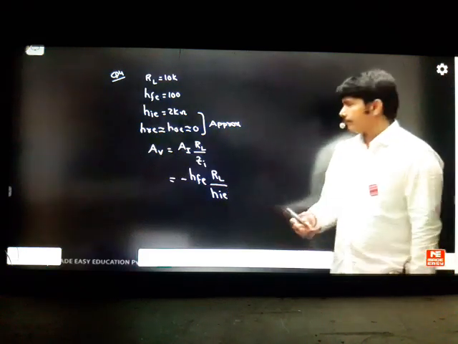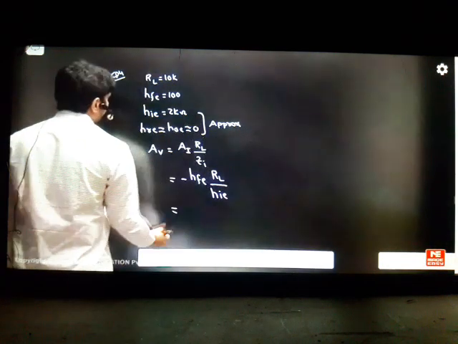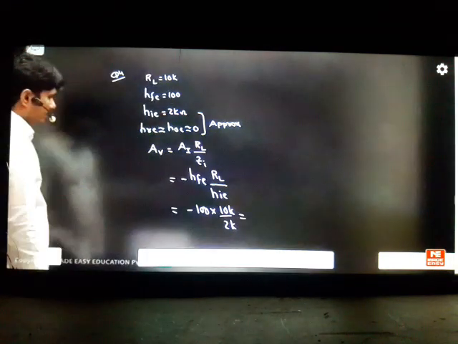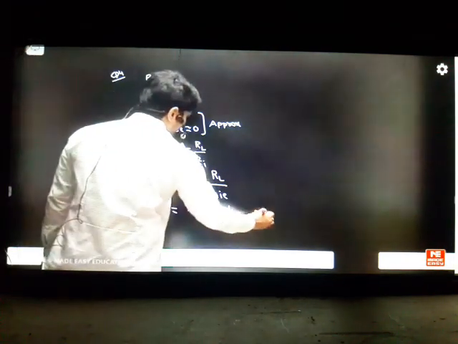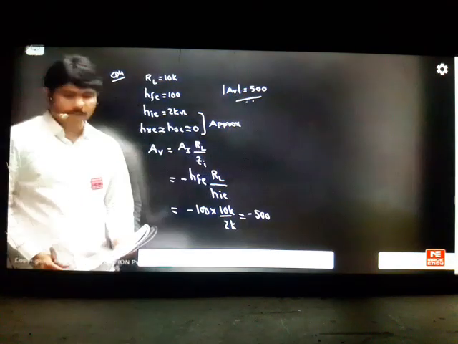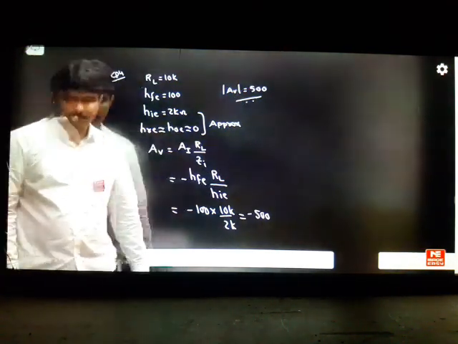Input impedance, we can take HIE. Load, just solve this answer. It's a straightforward question. It is minus 100 into load is 10k by 2k. It's coming to be minus 500. So in magnitude, if you want this answer, you can take it as 500 will be the answer. So question number 4, 500 you can take the answer.